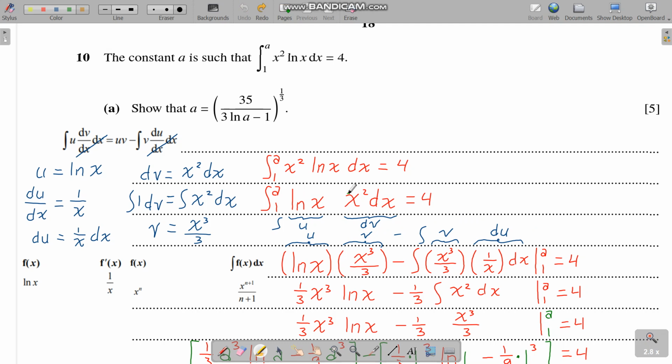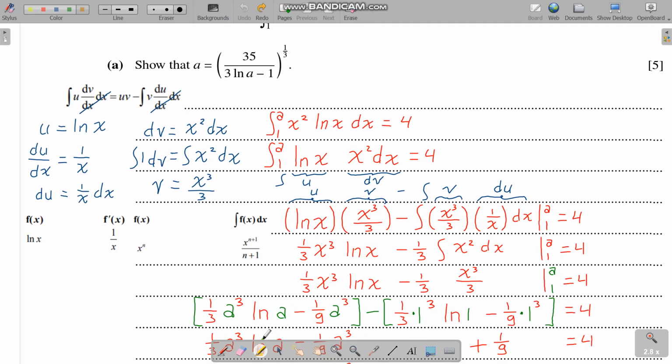For this kind of question, we set u to be ln x and dv to be x squared dx. This is because it is easy to differentiate ln, but it's hard to integrate ln, and it's not in the MF19 formula anyway. So be careful with which one is u and which one is dv.